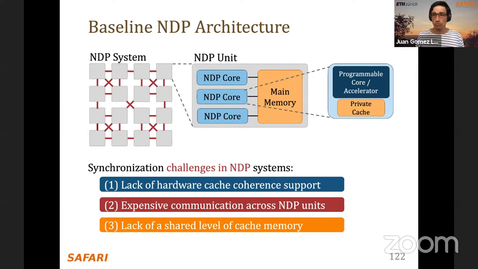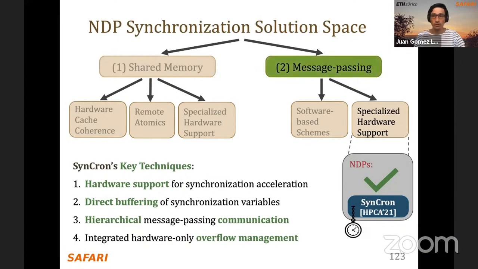because you can see them as distributed systems, each of them with its own memory space and its own processors, right? So there is no shared, not even shared memory. So there is no shared level of cache. So because of these constraints, we cannot use an NDP synchronization solution that is based on shared memory, as many of these synchronization solutions used in the past. We have to use a synchronization solution based on message passing.